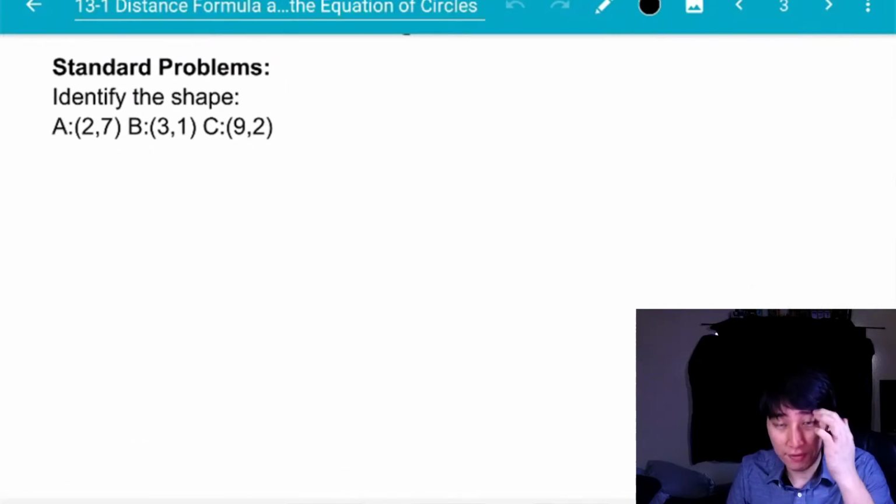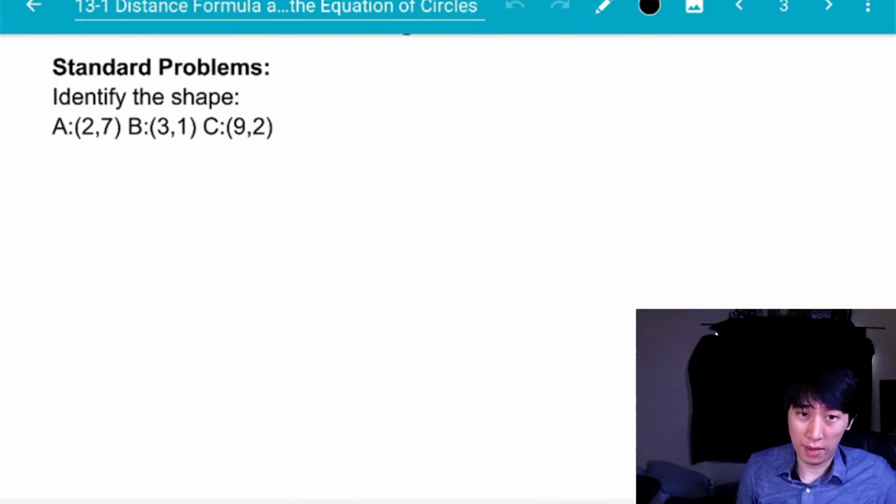Next is identify the shape. When you're doing these identify the shape problems, what it's giving you is 3 different points. Now, obviously 3 points are going to form a triangle. So the question is, what type of triangle is this? Is this an equilateral triangle? Is this an isosceles triangle?